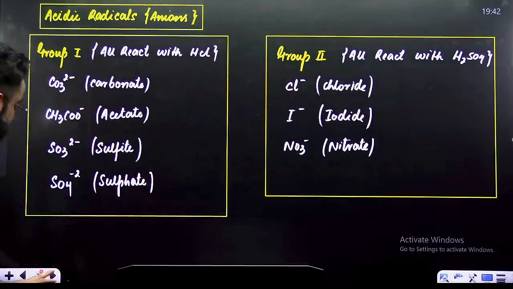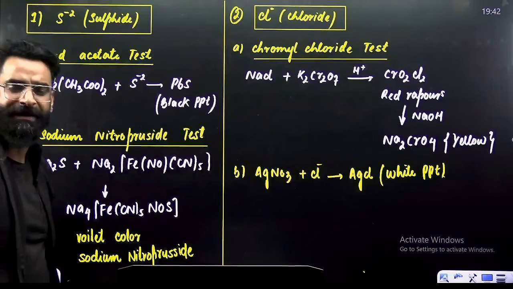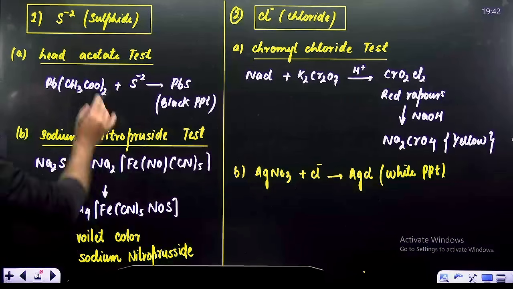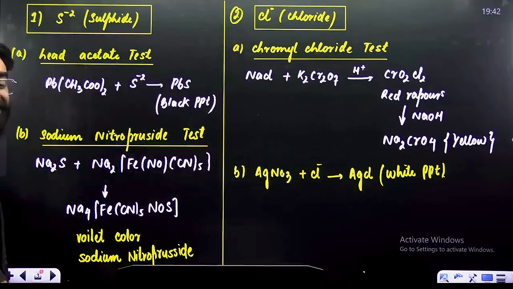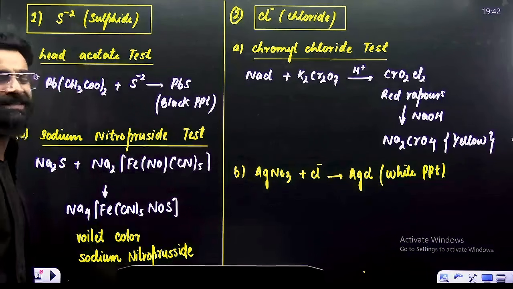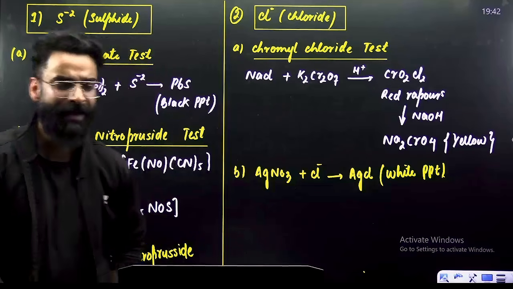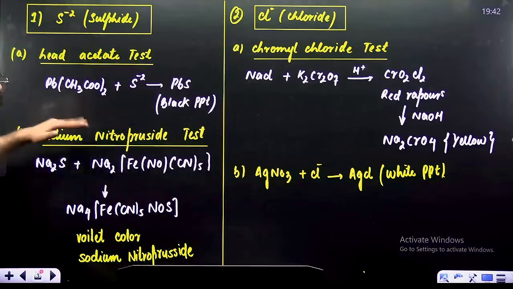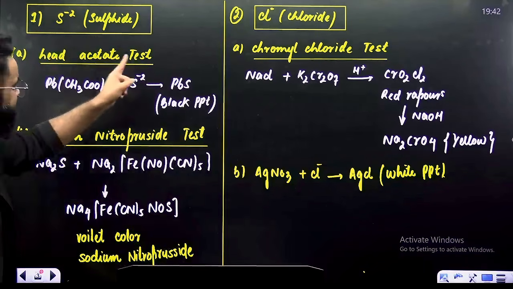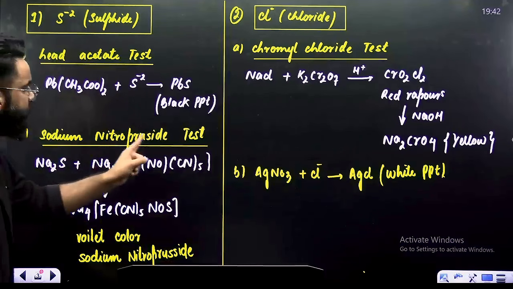So first of all, let's talk about your acidic radicals, my dear students. The first ion which you are seeing over here is S2-. Now in S2-, what all tests do we have? In S2-, I would say we have got 2 tests. One is called the lead acetate test. One is called the sodium nitroprusside test.